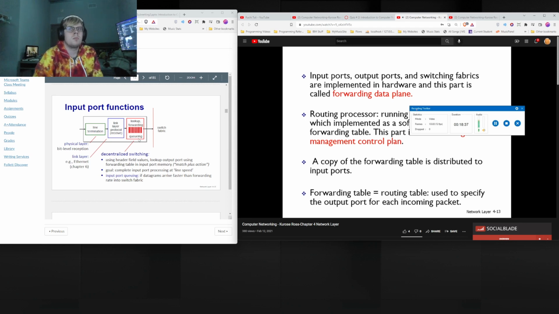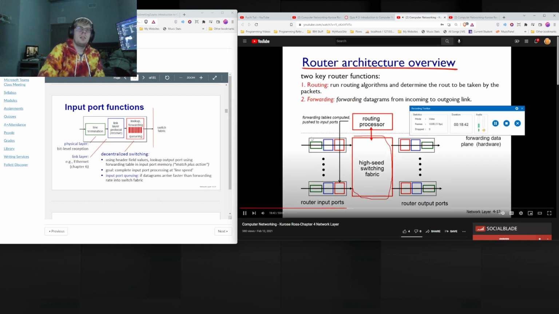It performs the physical layer function. If I go back to the diagram, physical layer.